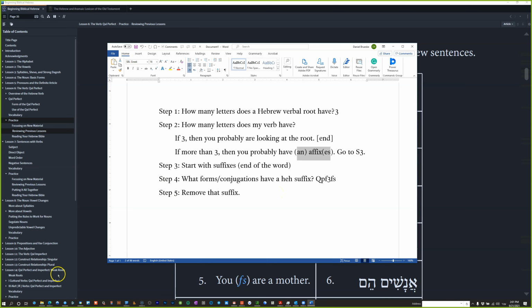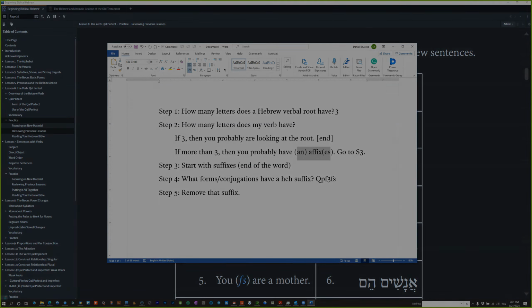Because, like I said, as we get to the weak roots, this will be very important in helping you speed up your parsing. So if there's no other questions, we'll go ahead and shut it down, and we'll see you guys next time.